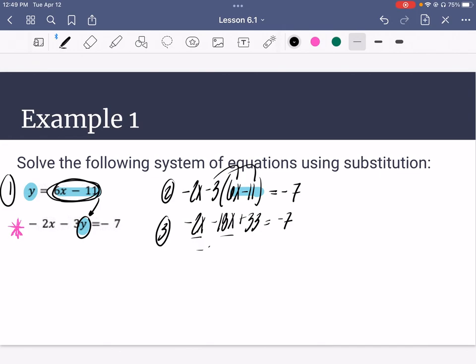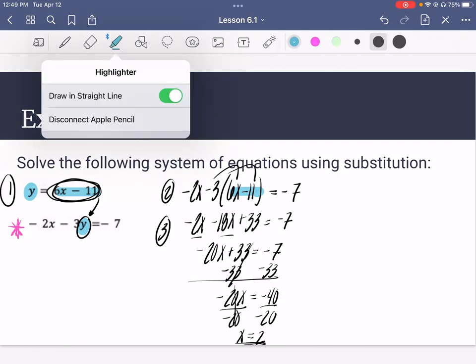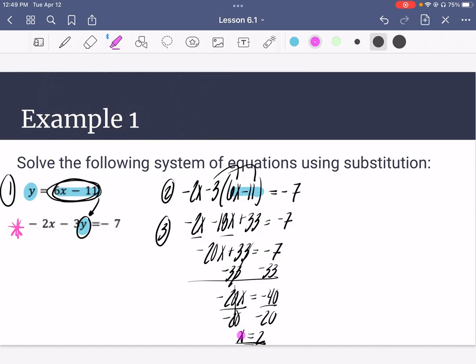Step number 3, now we solve. So I'm going to distribute this negative 3, so we get negative 2x minus 18x plus 33 equals negative 7. Continuing to solve, this gives me negative 20x plus 33 equals negative 7. I can subtract the 33 from both sides. I get negative 20x equals negative 40. Divide both sides by negative 20, and then I get x equals 2.